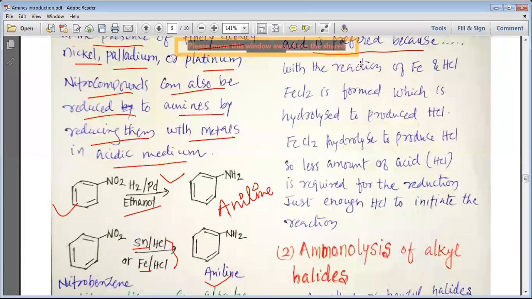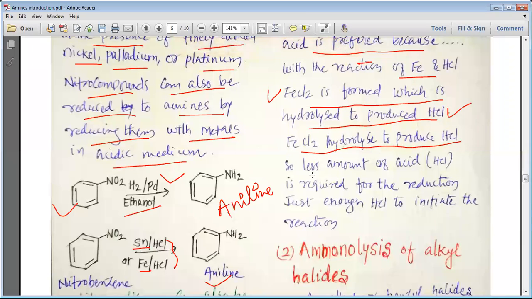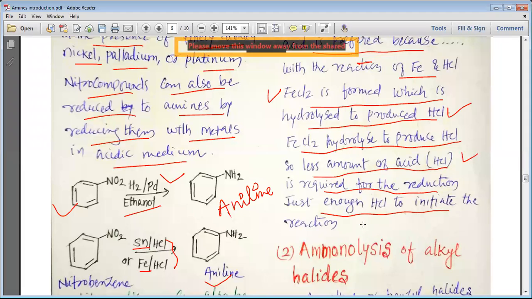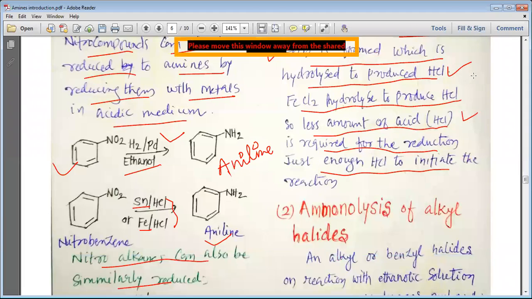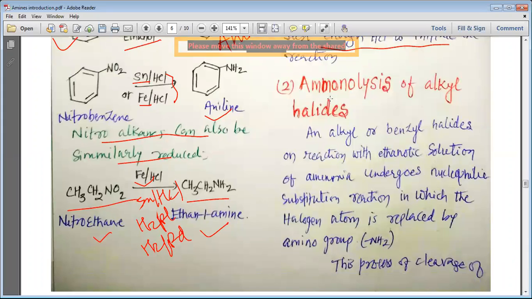With the reaction of Fe and HCl, FeCl2 is formed, which is hydrolyzed to produce HCl again. So FeCl2, which is produced by the reaction of Fe and HCl, is hydrolyzed and converted to HCl, and then we do not need more. So a lesser amount of HCl is required for the reduction, just enough HCl to initiate the reaction. When we use Fe/HCl, HCl is produced during the reaction, and we need to use only a very small amount of HCl, and that is why iron scrap with HCl is preferred for conversion of the nitro compounds to the amines.